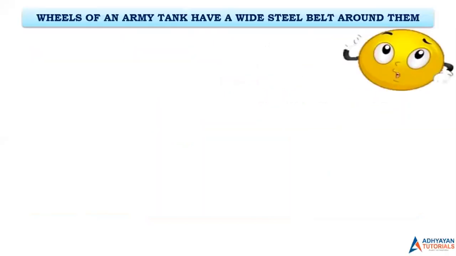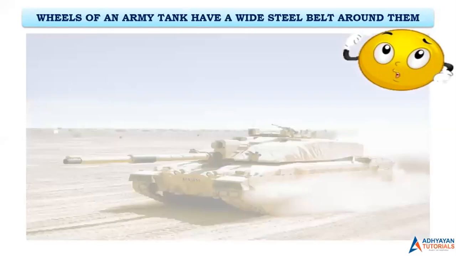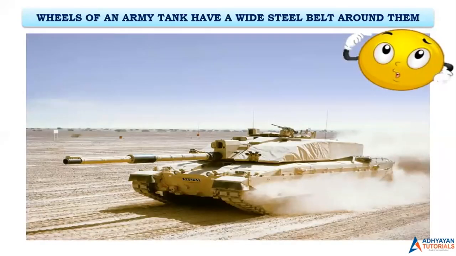So I told you we have a few more examples on which the questions can be asked in the exam. Okay, what can that be? Wheels of an army tank have a wide steel belt around them. Now imagine if these were small wheels like those of a bicycle, so it would have become very difficult for army to patrol over such large deserted lands, you know. So this is why they have very huge wide steel belt, okay, which covers the bottom of the army tank.